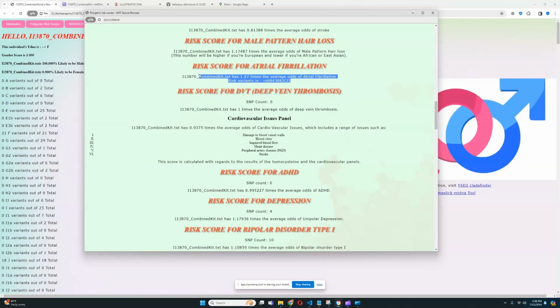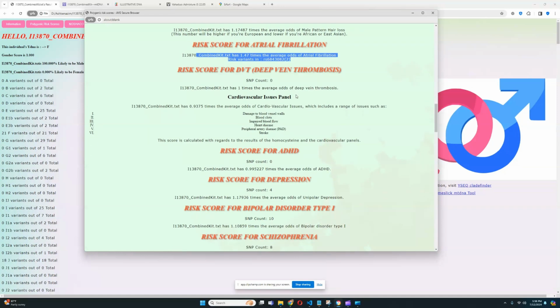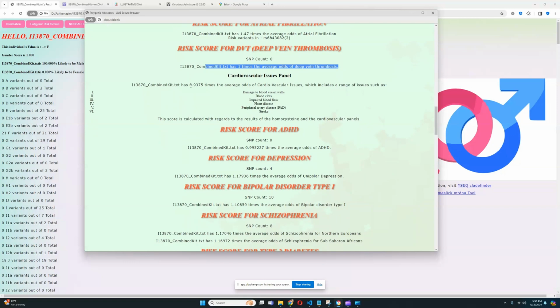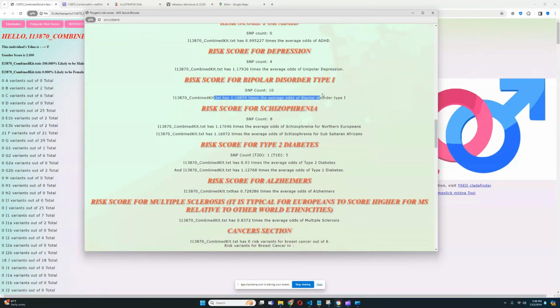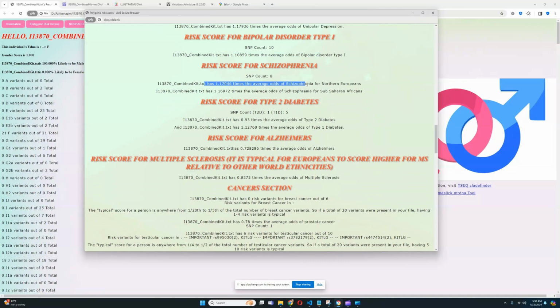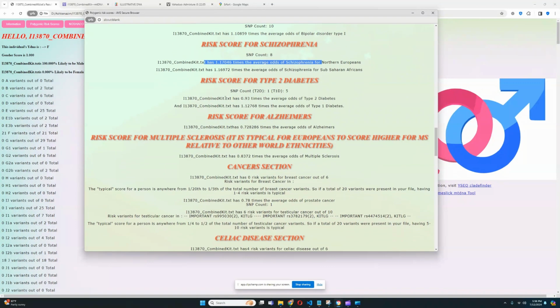Slightly above average odds for atrial fibrillation. Okay. Nothing was found for deep vein thrombosis, really good to see. Slightly below average odds for cardiovascular issues, which is really good to see. Slightly above averages for unipolar depression, slightly above averages for bipolar type 1, slightly above averages for schizophrenia, and then he's got slightly below averages for type 2 diabetes and slightly above averages for type 1 diabetes.